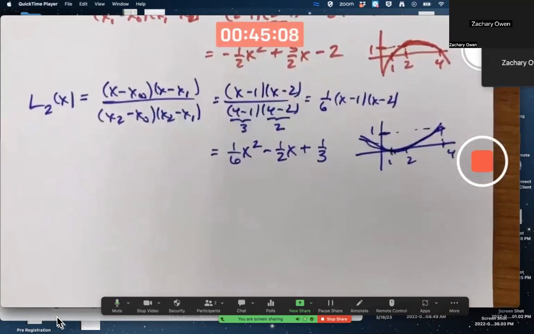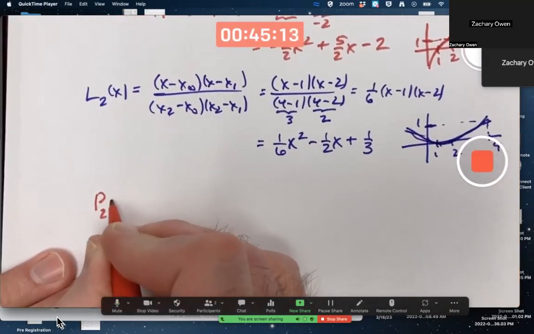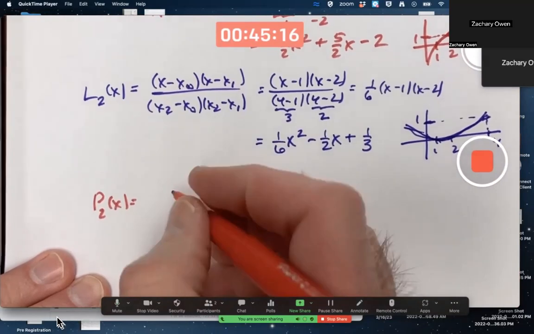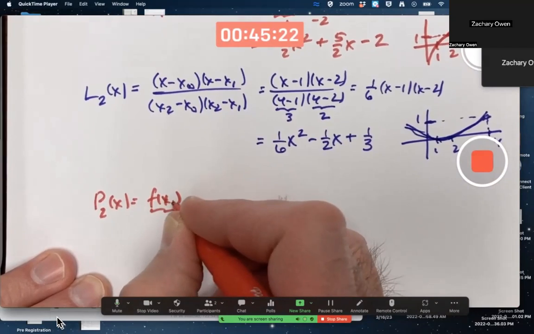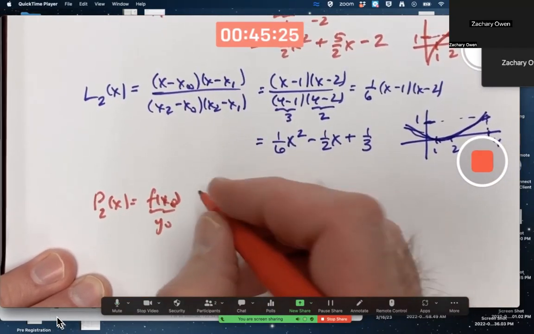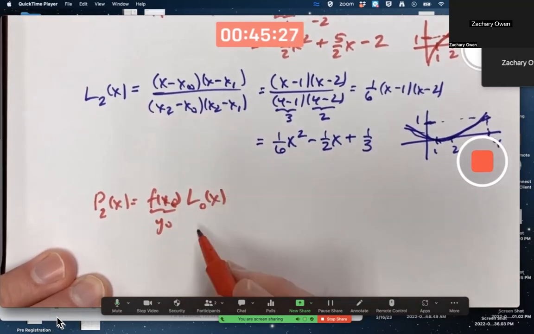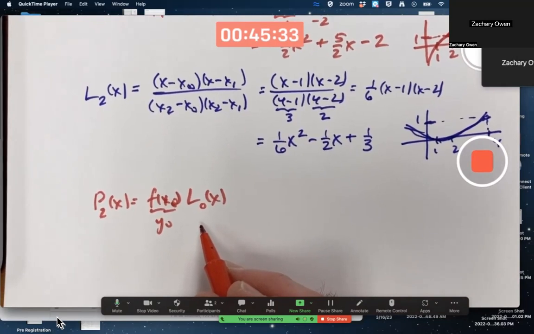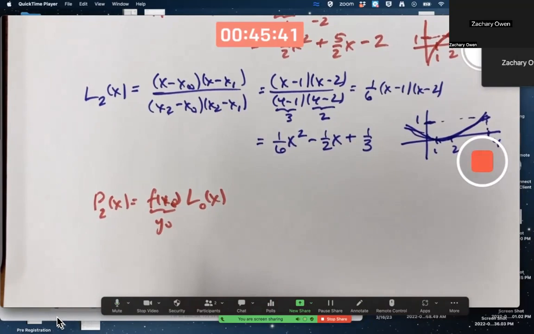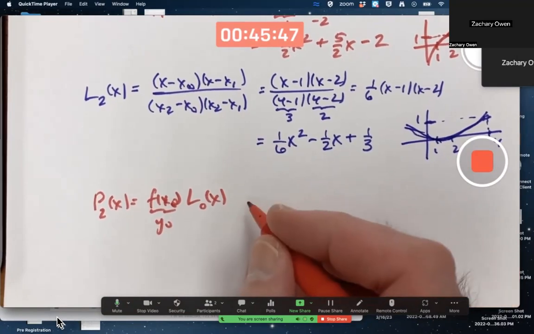Now, the final answer then is a linear combination of these. P2 of x is f of x0, which you could also call y0, times L0 of x, right? Remember, L0 is 1 at x0 and 0 at the other nodes. So at 1, the 0th node, x0, this is going to have the right function value, f of x0. And it's going to be 0 at the other nodes.